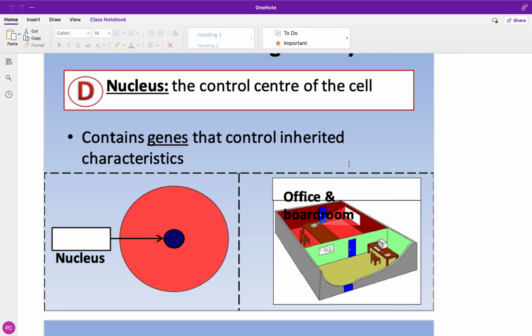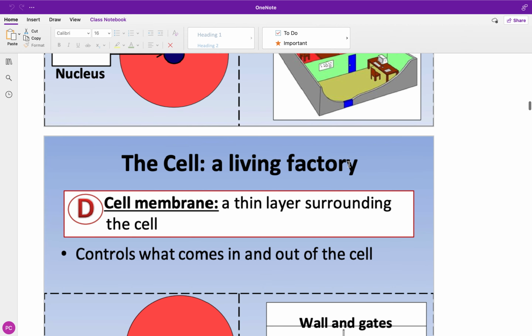They don't. But the nucleus controls all the activities of the cell. So it's the most important part of the cell. It contains all these, you've heard the word genes. You get genes from mum and you get genes from dad. They're passed down to you. Well, all your genes from mum and dad are contained in the nucleus in every single cell in your body.